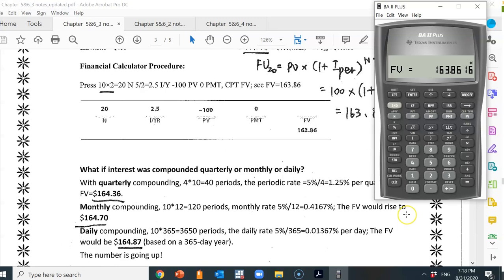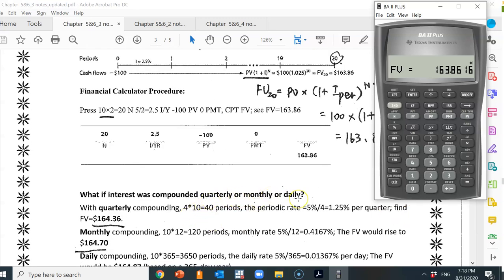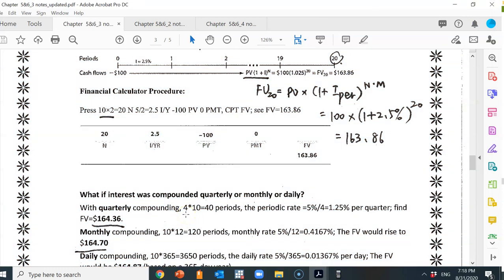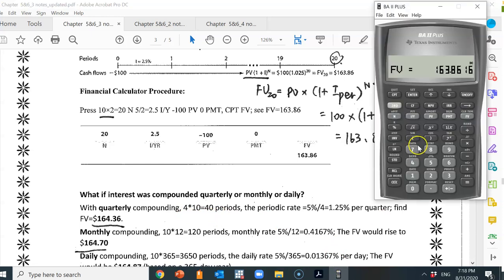What if the interest rate is compounded at a higher frequency, such as quarterly, monthly, or daily? With quarterly compounding, our M, compounding periods per year, becomes 4. So our total number of periods would become 40. 40 would be N at quarterly compounding. And our periodic rate would be the 5% nominal rate divided by 4, which is 1.25 as our I. If we have PV and payments the same, compute for FV, we would have an even higher number, 164.36, because now we are compounding at a higher frequency. So this potentially gives us higher interest. The total money we're getting after 10 years is higher if the principal is compounded at a higher frequency.